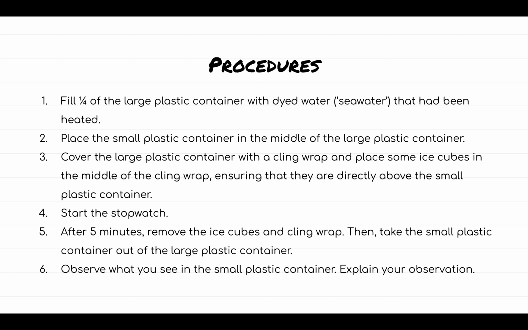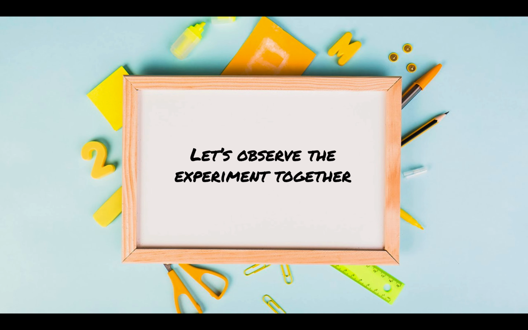Start the stopwatch. After 5 minutes, record and explain your observations. To observe the inside of the small container more clearly, remove the ice cubes and cling wrap. Then take the small container out of the large container. I believe all of you have completed your observations, but to make things clearer, let us observe the experiment by watching a recording of it together.